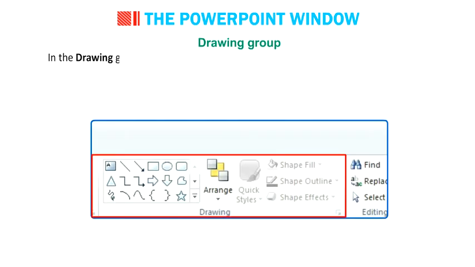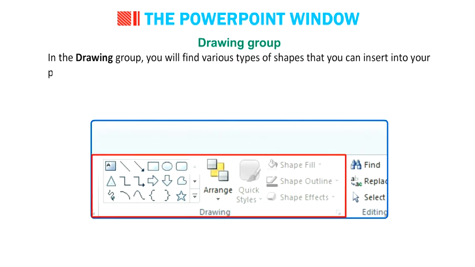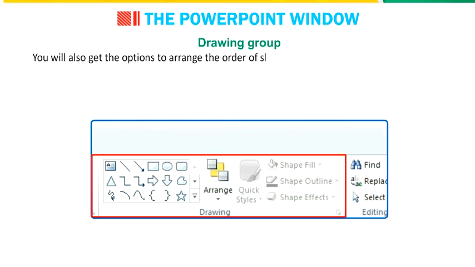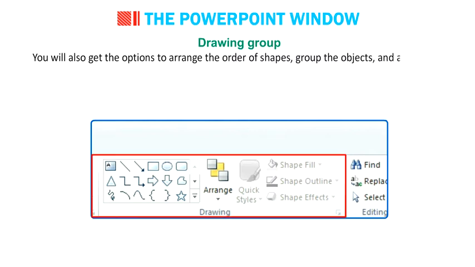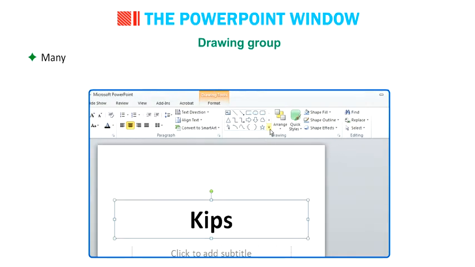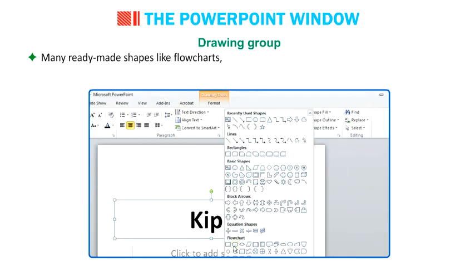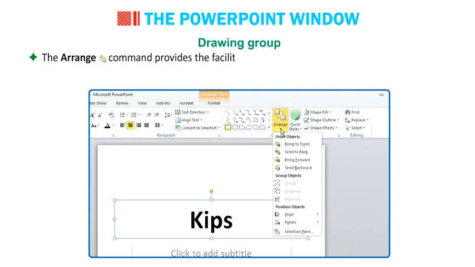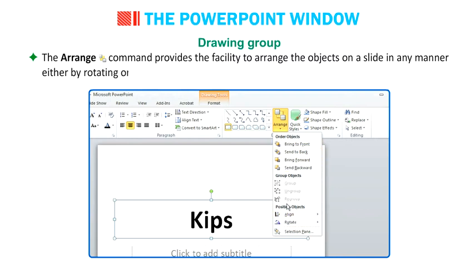Drawing group. In the drawing group, you will find various types of shapes that you can insert into your presentations. You will also get the options to arrange the order of shapes, group the objects, and add various effects to the selected shape. Many ready-made shapes like flowcharts, arrows, circles, and rectangles can be inserted from the shapes. The Arrange command provides a facility to arrange the objects on a slide in any manner, either by rotating or changing their position or order.